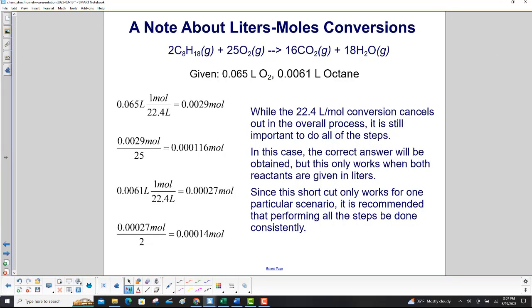A note about the liters to mole conversions. While the 22.4 liter to mole conversion cancels out in the overall process, it is still important to do all the steps. In this case, the correct answer will be obtained, but this only works when both reactants are given in liters. Since this shortcut only works for one particular scenario, it is recommended that performing all the steps be done consistently.